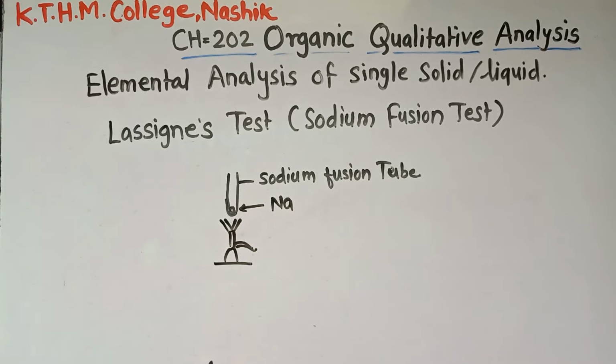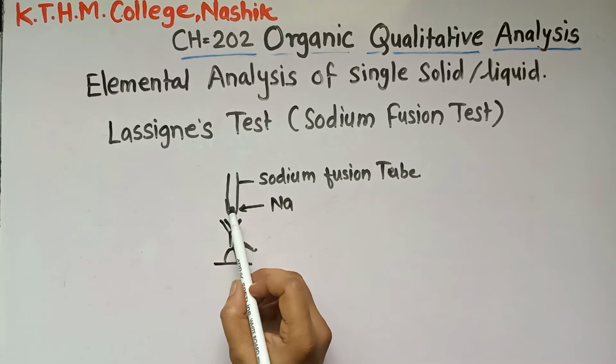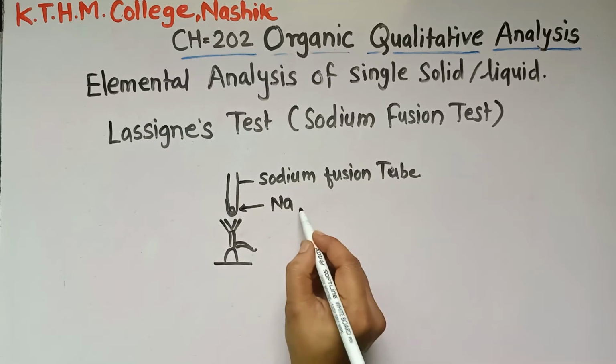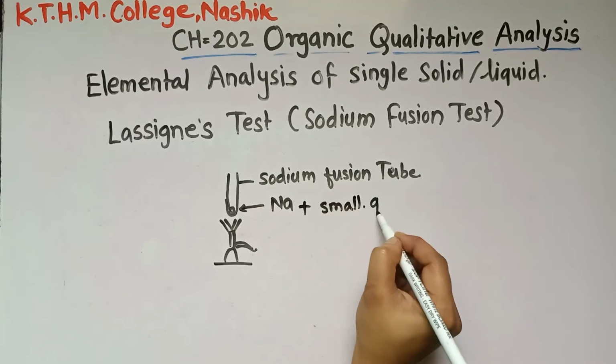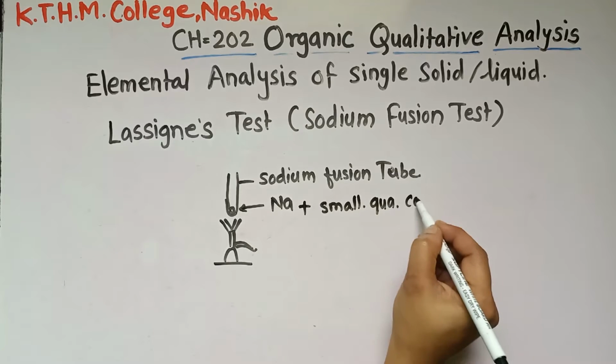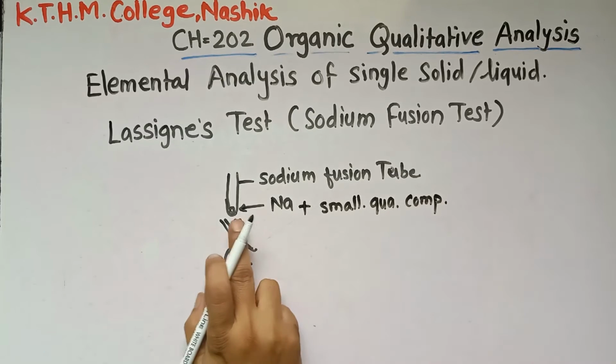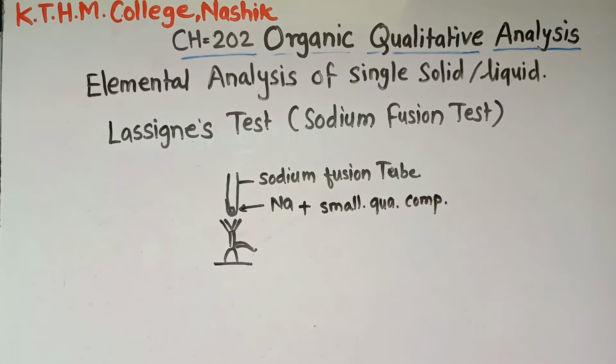We heat this tube on a burner. The sodium gets fused and is converted into a silver color ball. Once it converts into the silver color ball, we add a small quantity of the compound into that fused sodium. Again we heat that tube up to redness.